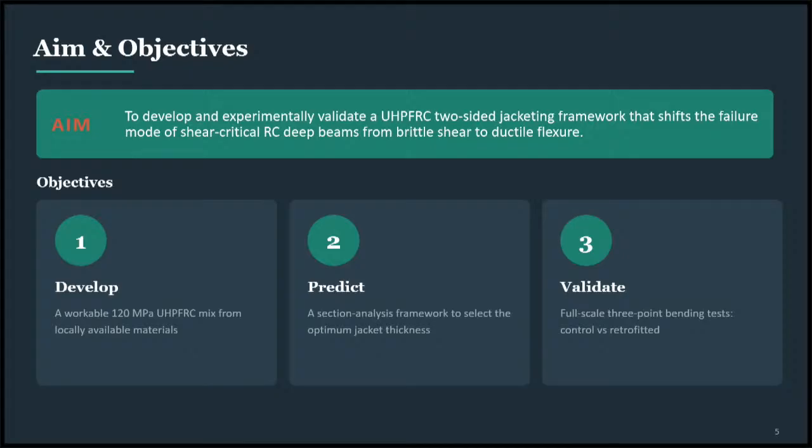The aim is to develop and experimentally validate a UHPFRC retrofitting framework to select the optimum jacket thickness required for a two-sided jacketing configuration that can shift the failure mode of these reinforced concrete deep beams from brittle shear to ductile flexure. It has three main objectives, starting from the development of the UHPFRC material, and then the prediction of this retrofitting jacket thickness, and finally the experimental validation.